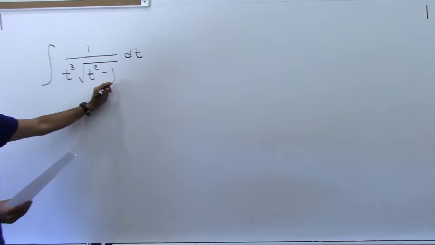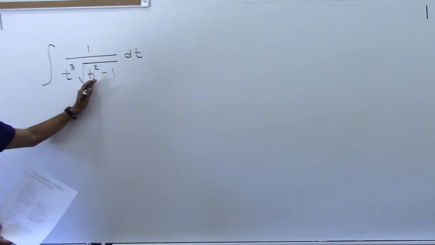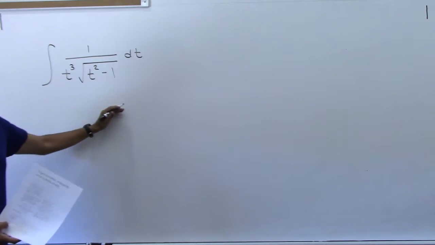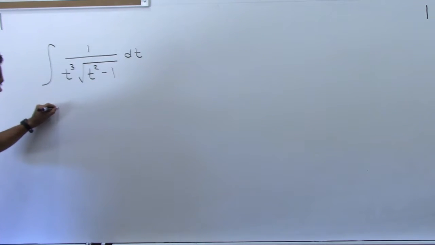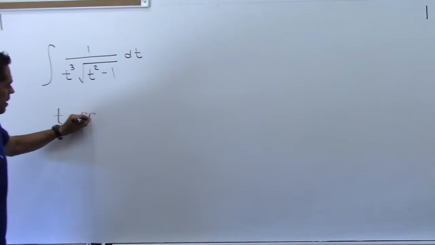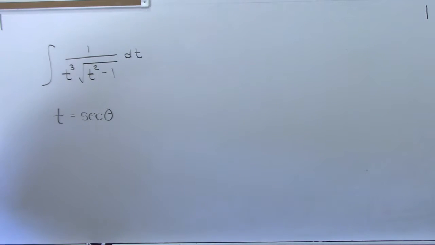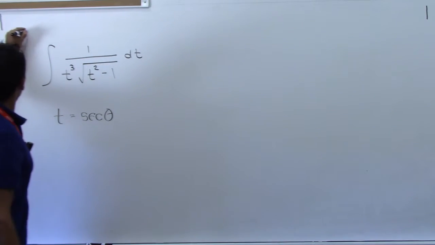Now keep in mind, in the formula they use x, right? Here it's t. So we're not going to say x equals, we're going to say t equals. T equals 1 secant theta. Which number is this for? This is 43, yeah. Thanks.